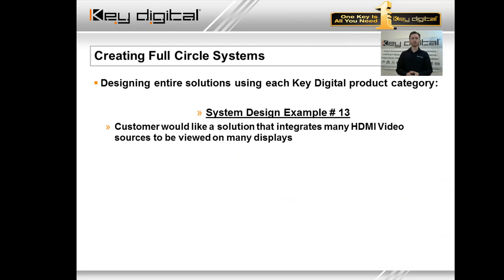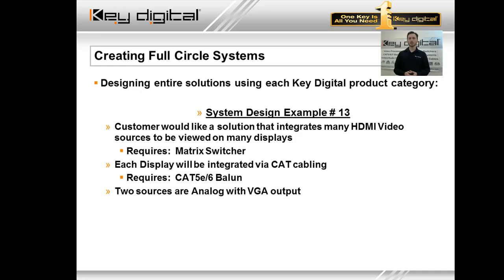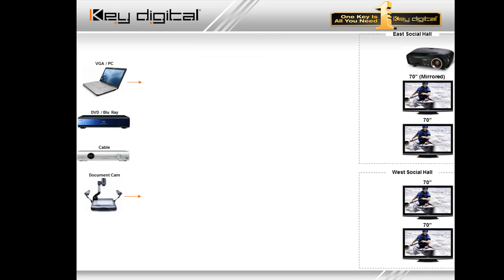System design example number 13 is a customer who would like a solution integrating many HDMI video sources, again, to many HDMI displays. That's going to require a matrix switcher. Each display will be integrated via cat cabling, where you have cat Balun devices. 2 sources are analog with VGA output. You know that means when you have a format that is not on par with the rest of the source formats, we're going to require some video processing to occur.